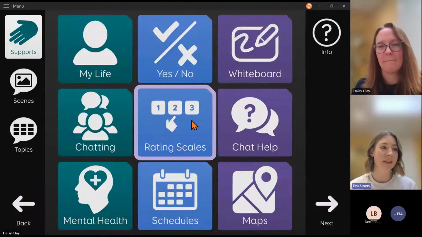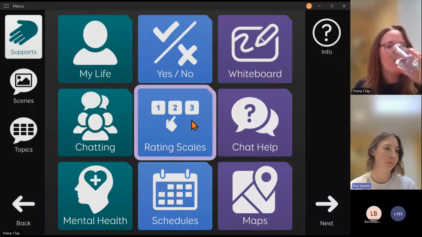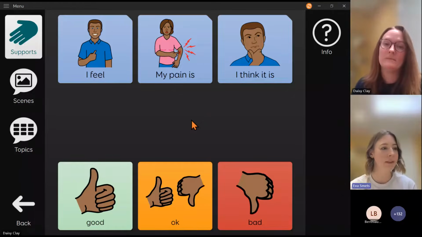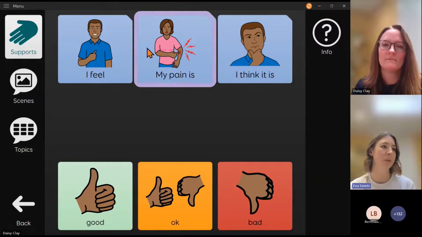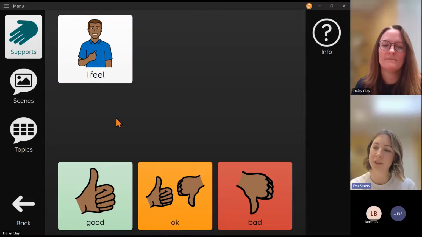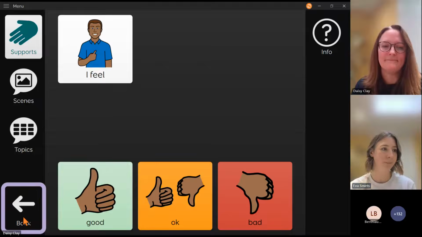And rating scales, again, is something we've had feedback on, that this has been really useful. So in Aphasia Duo 9 here, we've just kept the rating scales nice and simple. We've got 3 options. And if you select one of the topics, for example, I feel, you can see that it then reduces the visual clutter, and the other options are not visible there.